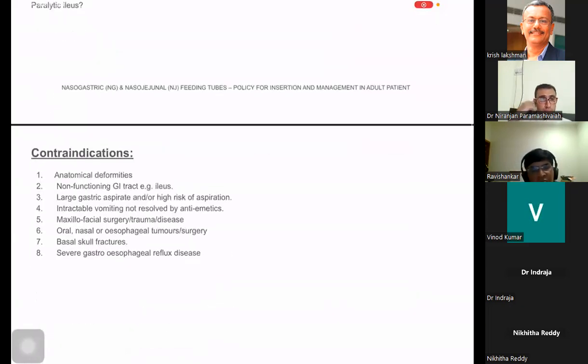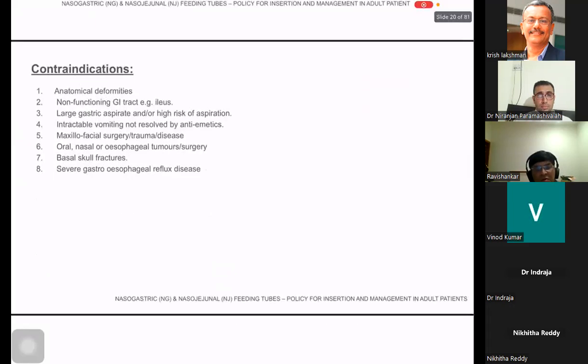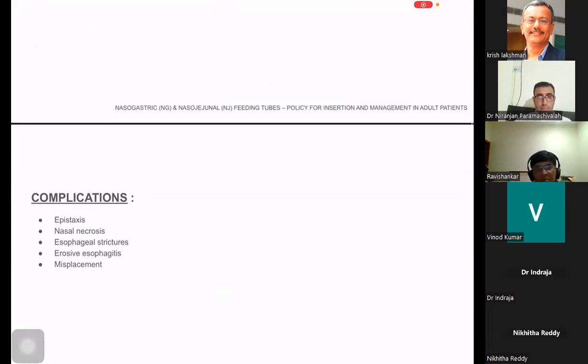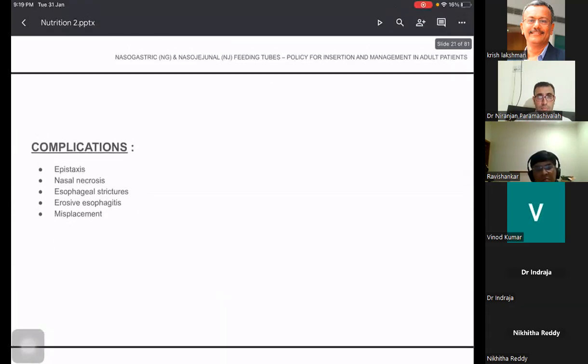And contraindications for the nasogastric tube are anatomical deformities, non-functioning GI tracts, large amounts of gastric aspirate, intractable vomiting, maxillofacial traumas and surgeries, esophageal tumors, basal skull fractures, and severe gastroesophageal reflux disease. And because of the tubes, there are complications like epistaxis, nasal necrosis, esophageal strictures, erosive esophagitis, and misplacement, which leads to aspiration.